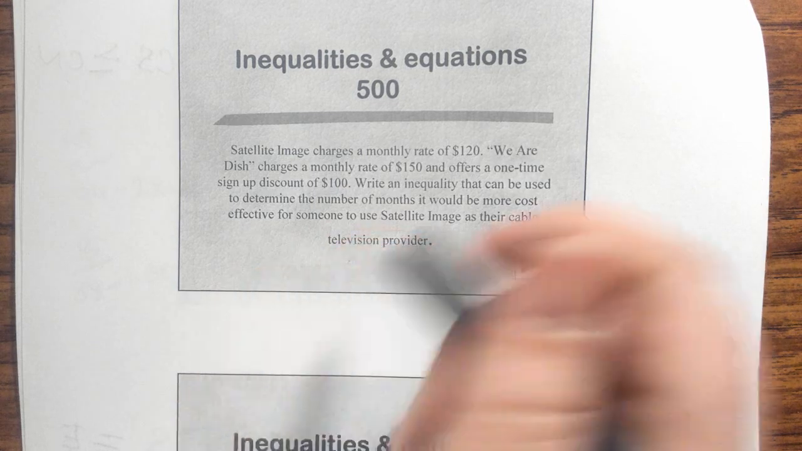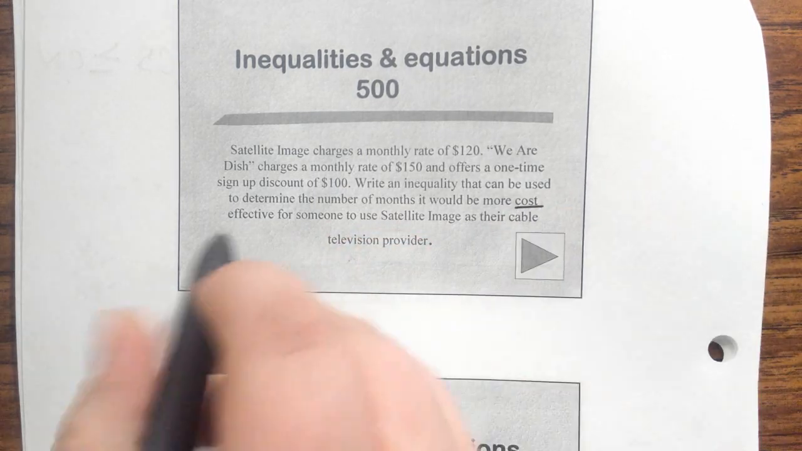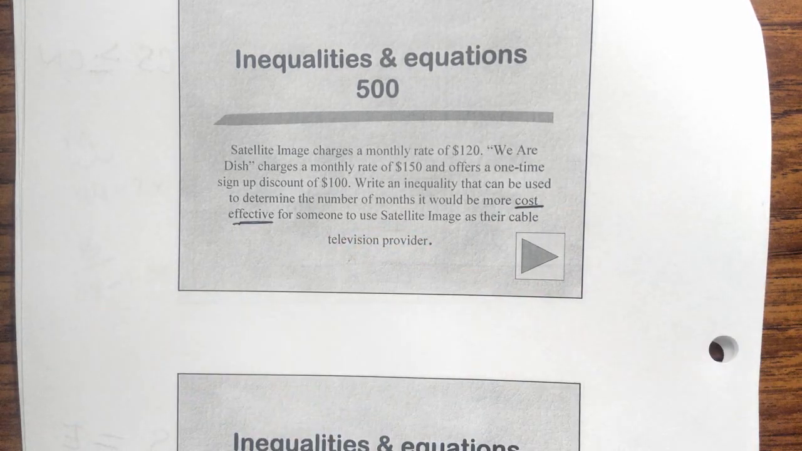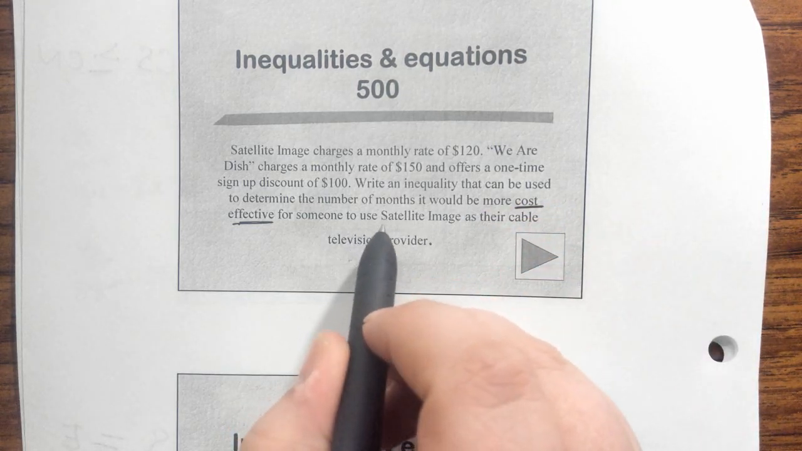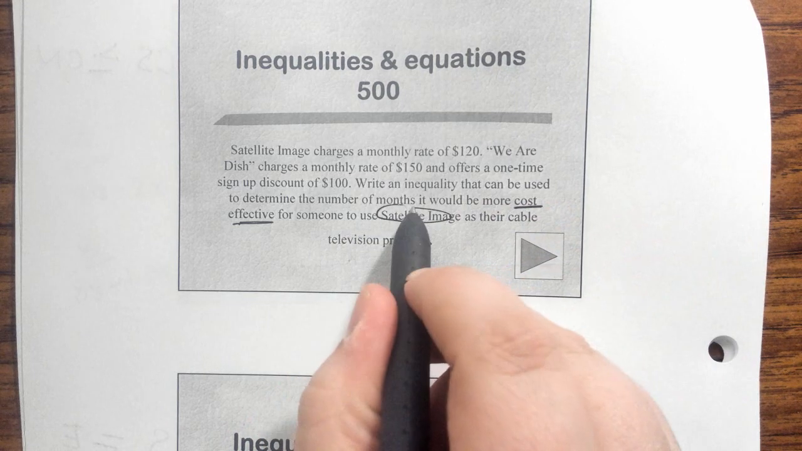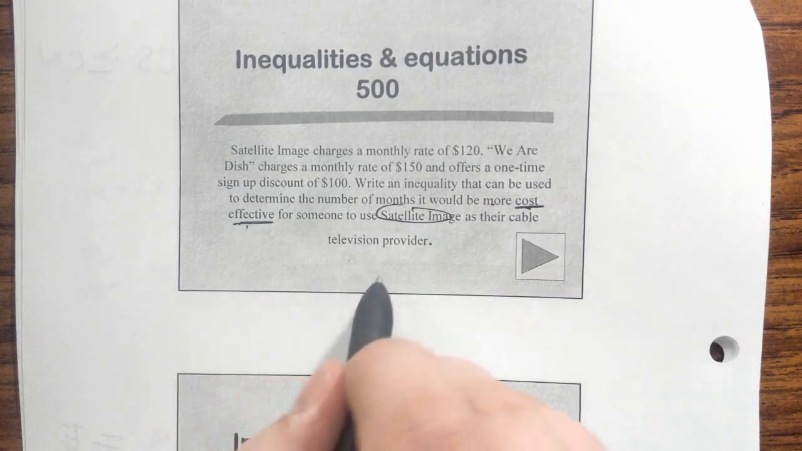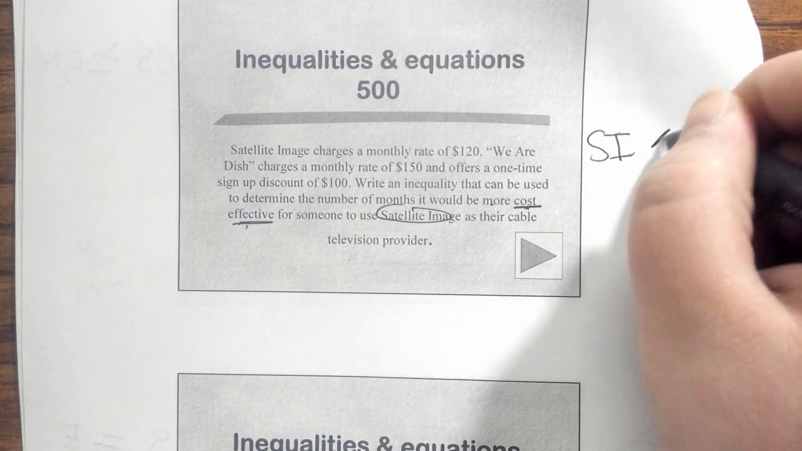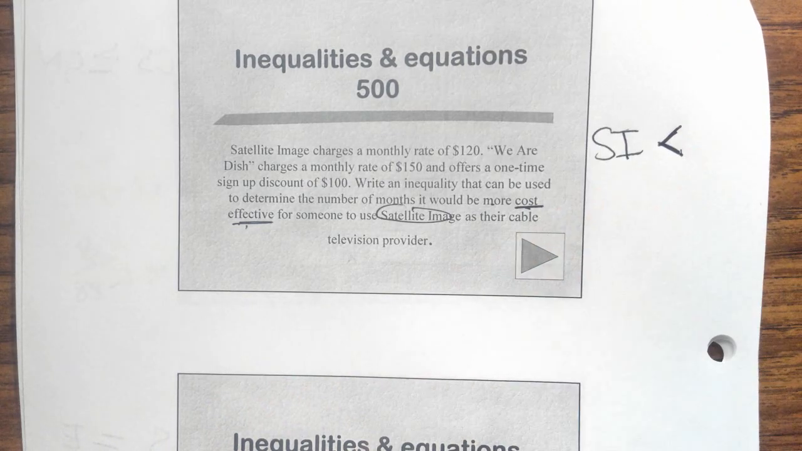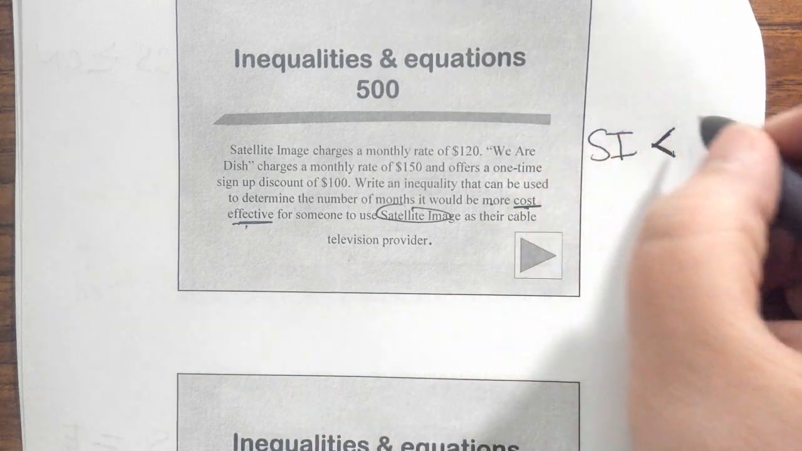Okay, we talked about cost-effective towards the beginning of the year. Cost-effective means it is more ideal for me to go there because it costs less money. I save more money there. So if we need Satellite Image to be more cost-effective, then Satellite Image has to be less than the other company. The other company was We Are Dish.